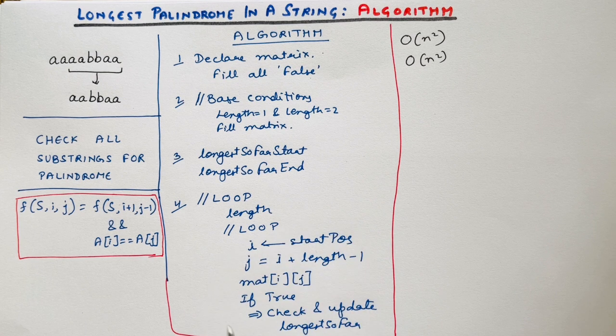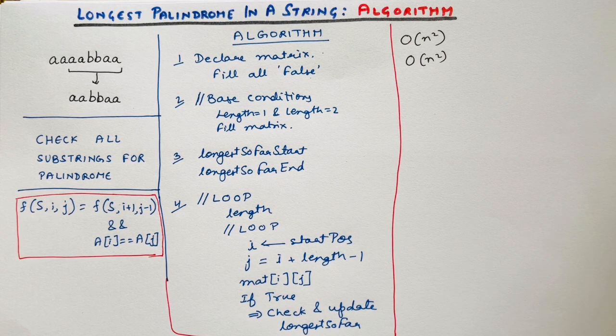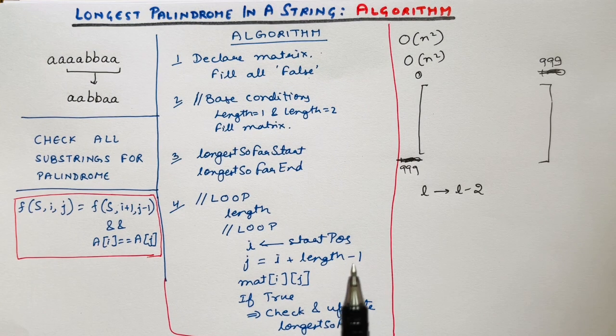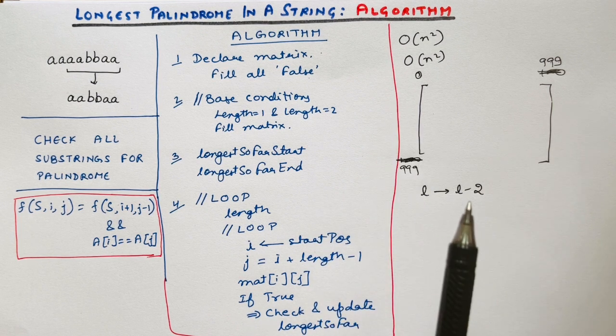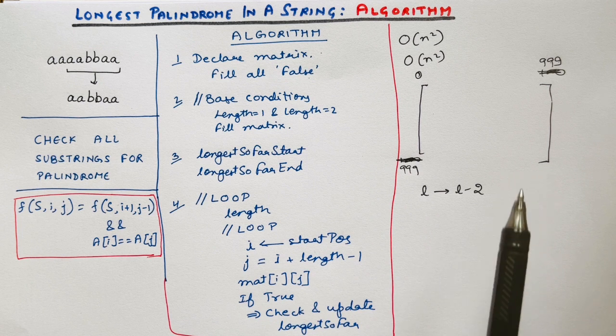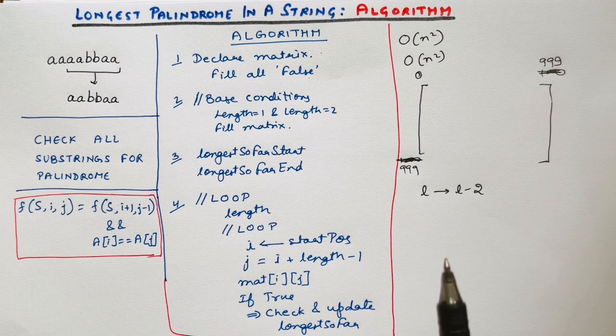Now how much will be the time complexity and space complexity? Time complexity will be big O of n square and space complexity will also be big O of n square. But is this efficient? Can we optimize even further? Consider that we have a very huge string. Let's say it has some 1000 characters. Then we will have a 1000 cross 1000 matrix that will occupy space big O of n square.